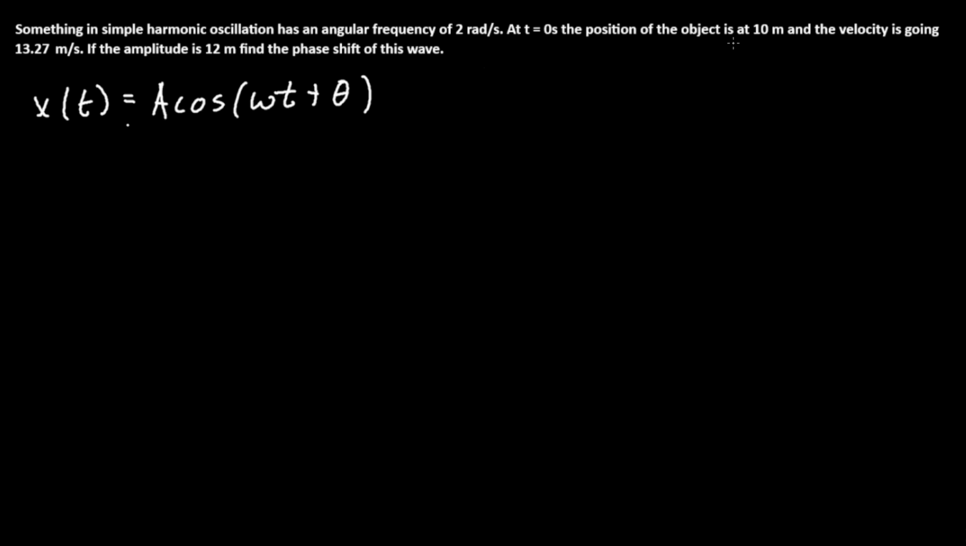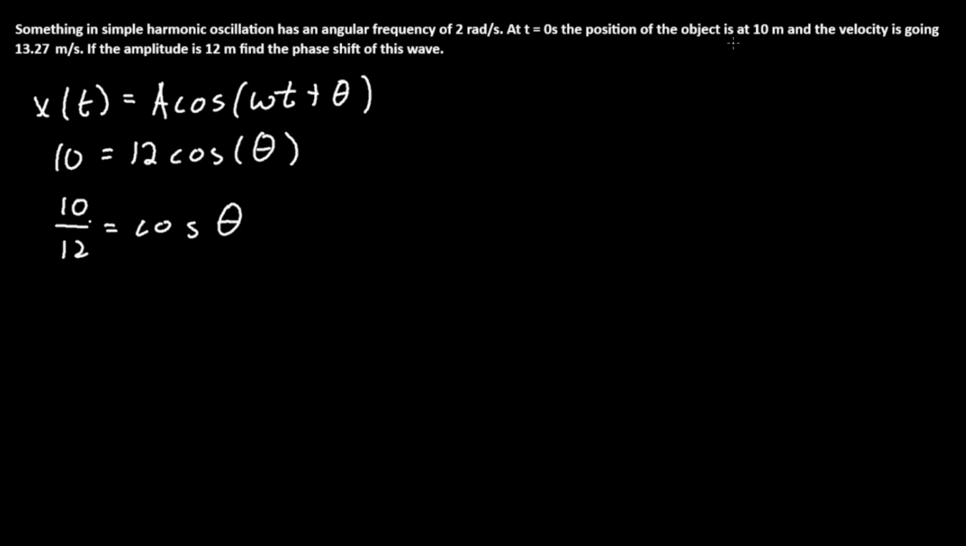So what is x of t? Well, x of t at t equals 0 is at 10 meters. So we can plug in 10 here. So the position is at 10 meters when time is equal to 0. The amplitude is 12, and the cosine is angular frequency times time. But since time is 0, it cancels out the angular frequency. Therefore, the only term inside of this cosine value is your theta value. And then we can actually solve for theta by just isolating theta using inverse cosine.